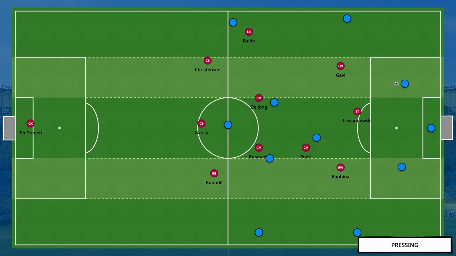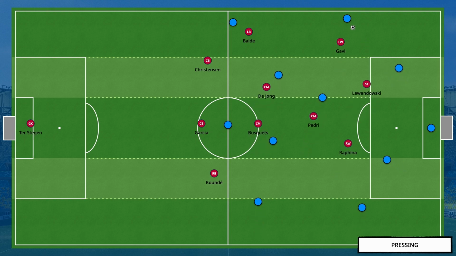Barcelona are relentless when pressing. Lewandowski and the two wingers are incredibly aggressive, pressing as a 3, with the supporting midfielders marking the opposition midfield players. The fullbacks within Barcelona's press are primed and ready to join in if the wingers are beaten.